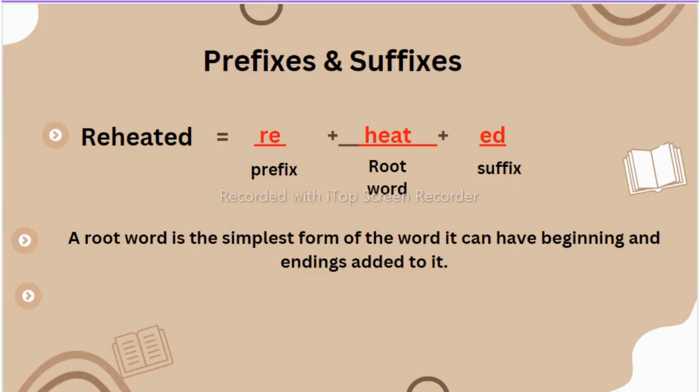So what have you understood about root words? A root word is the simplest form of the word. It can have beginnings and endings added to it. When we combine the root words with the beginning and ending, it creates new words.